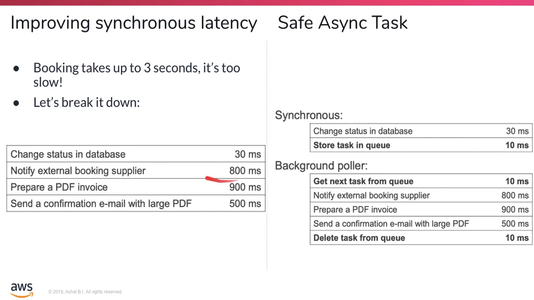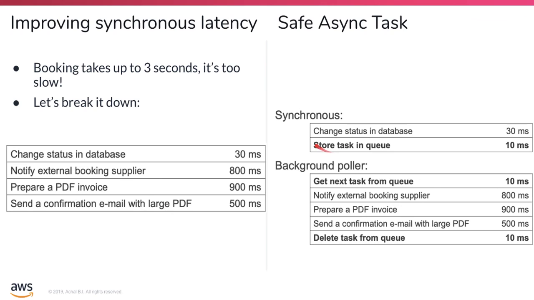So here's just an example again. Booking takes around 3 seconds. Here it is broken down in terms of the number of seconds that it would take. A change of status in the database would take only 30 milliseconds, but the other process would take nearly 1 second, and another half a second.